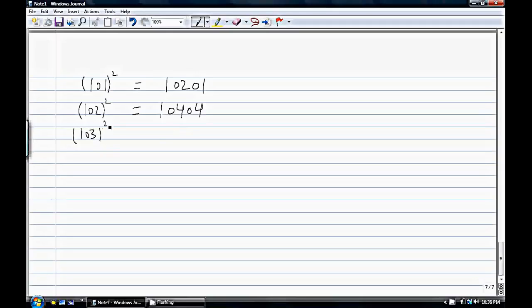Similarly, 103 square is equal to 10609. 107 square is equal to 7 2s are 14, so 114, and 7 7s are 49. So how do I come up with this formula? If you look carefully, 100 plus x, squared, is equal to 10,000 plus 200x plus x square.